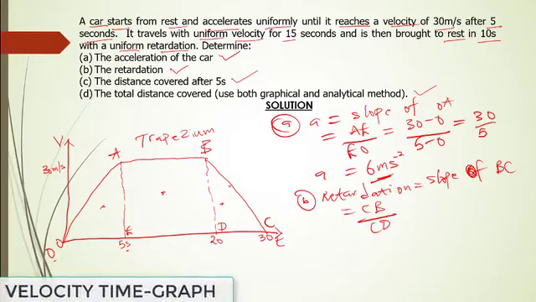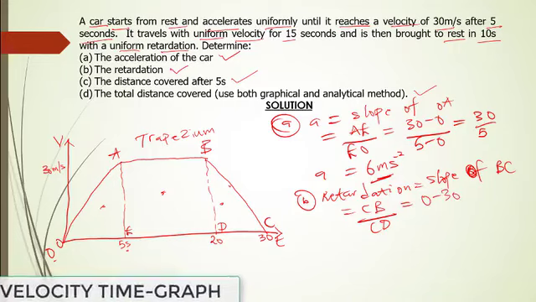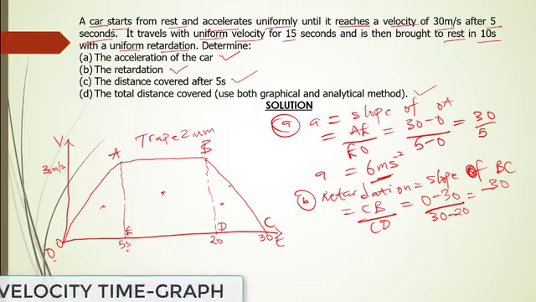That is CB over CD, change in y over change in x, and it's going to give us 0 minus 30, all over 30 minus 20. So we're going to have minus 30 over 10. Therefore, negative acceleration, which is retardation, is going to become minus 3 meters per second squared. It is minus because it is retardation.